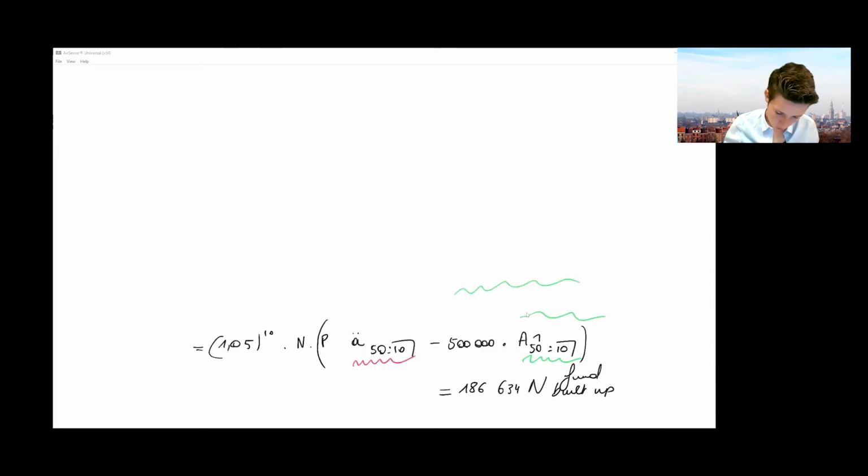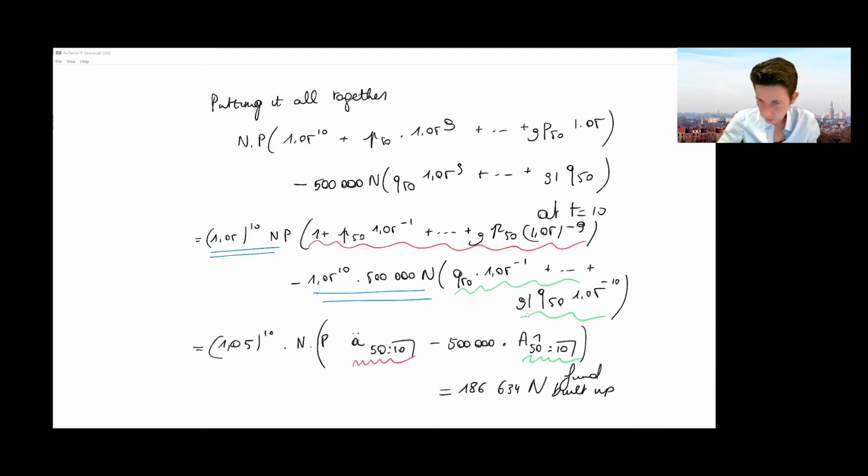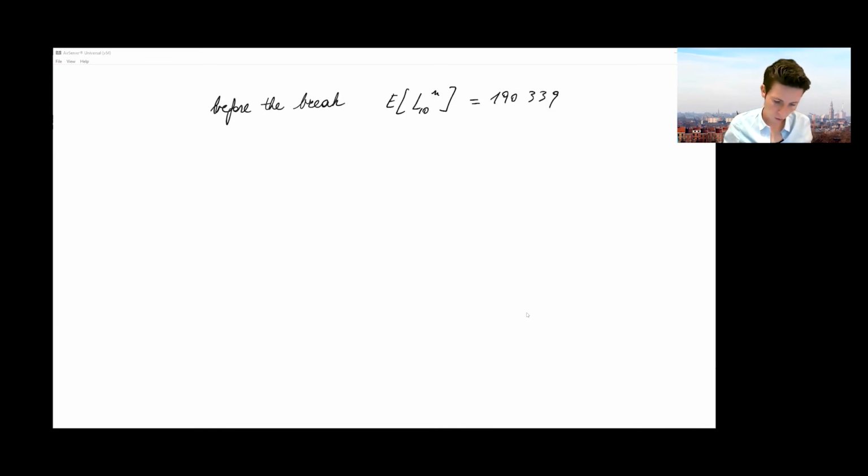So how can we relate this value, which we calculated before the break with a prospective mindset, with the fund that we accumulated if we take a retrospective point of view, this fund that we calculated over here? So that's the final consideration that we want to make. Here is how we can do that.